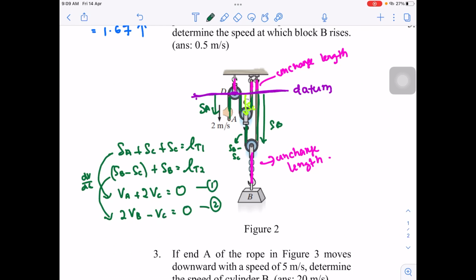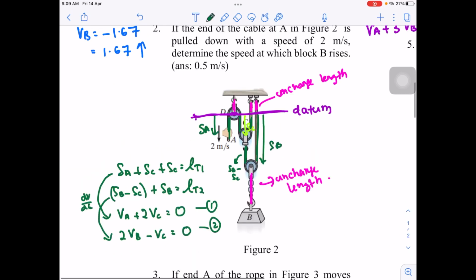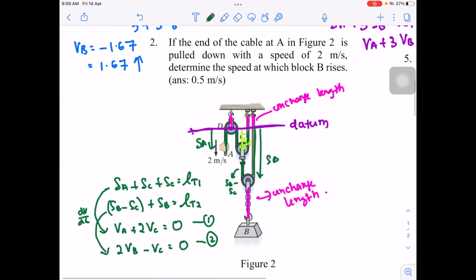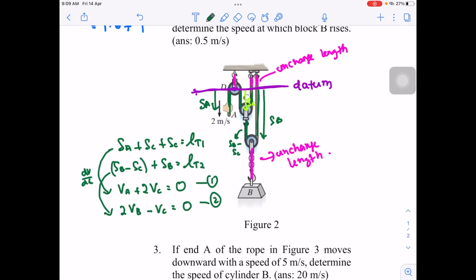Masukkan maklumat yang kita dapat, yang kita tahu iaitu cable A pull down with speed of 2. Cable A is pulled down with speed of 2. Our datum ke atas, our direction ni ke bawah, so ke bawah positif. Okay. So pull down speed of 2, you masukkan positif 2. Jangan masukkan negatif 2, masukkan positif 2.